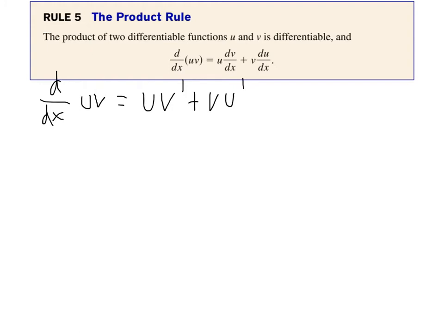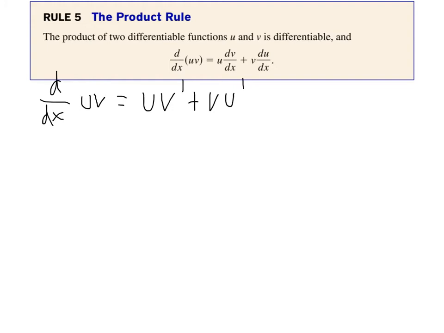So say it with me. First times the derivative of the second, plus second times the derivative of the first. Seriously, I didn't hear you. Louder. First times the derivative of the second, plus second times the derivative of the first. Hit pause if you need to say it like 10 more times, because that's the product rule, and it's about as simple as that. I'm assuming you already hit pause now, so good work. I hope you said it like 10 times.